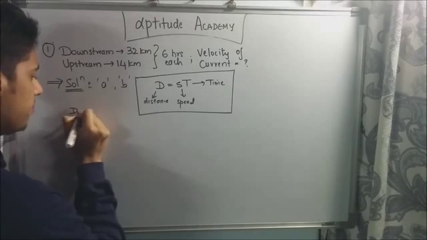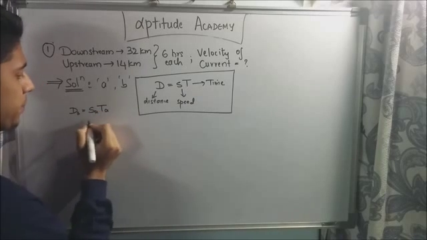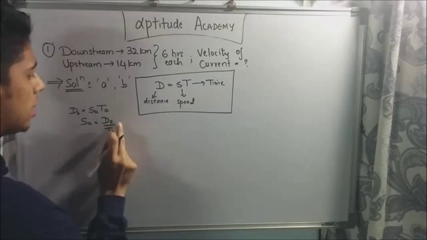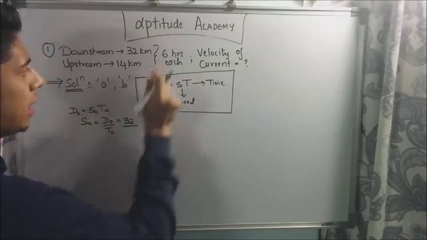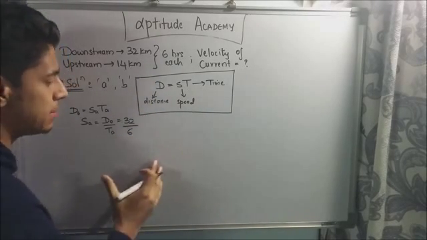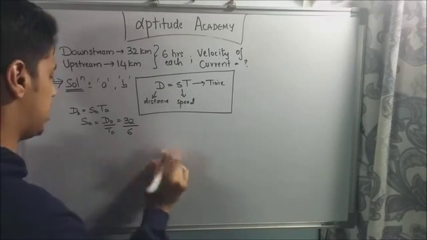So dA is equal to SA into TA, right? So now SA is equal to dA by TA. Now dA is 32 kilometers by TA is 6 hours. Now don't worry about simplifying it. In competitive exams, they give you numbers that will eventually simplify itself. So just let it be for now.